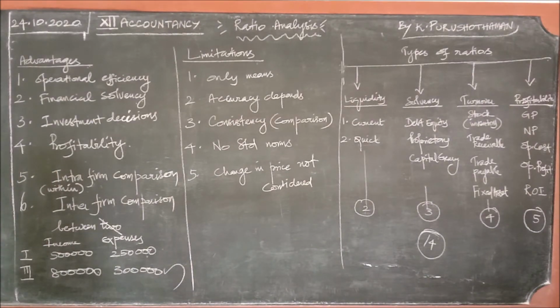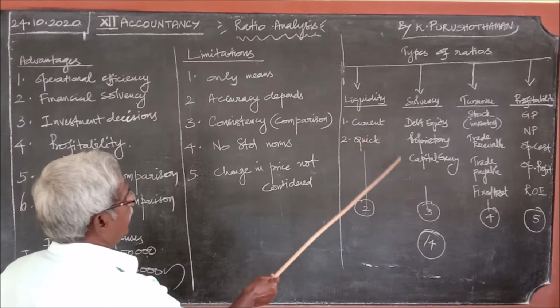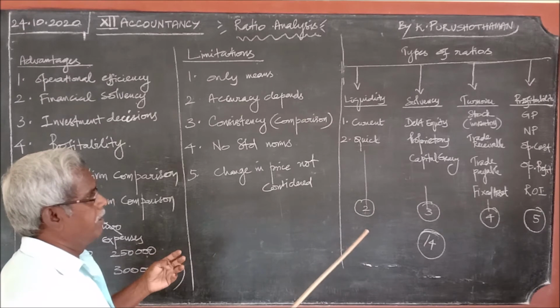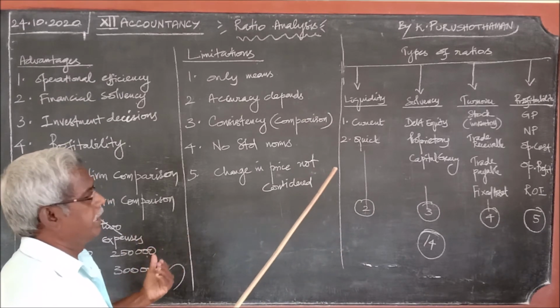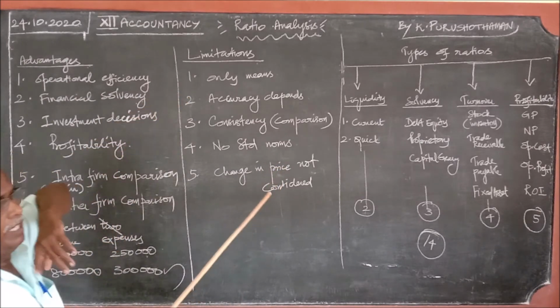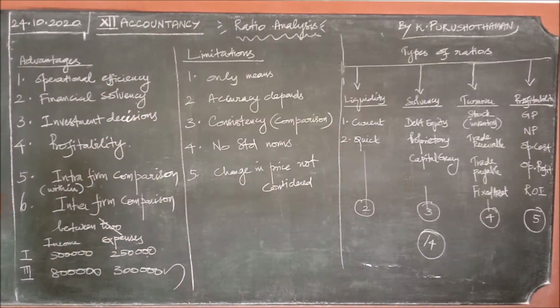Whenever you are finding the ratio, if you are given the data, you will find it. Say for example, what is current ratio? Current assets and current liabilities. If current assets are given totally and current liabilities are given totally, you will substitute it and find the ratio. If current assets are given separately and the current liabilities are given separately, what will you do?